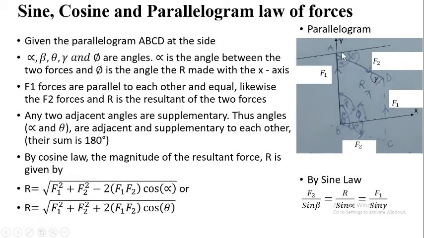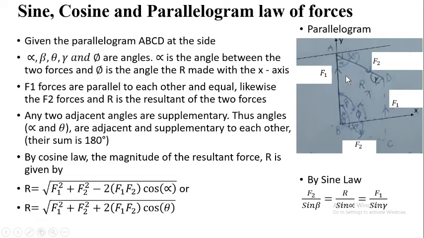Now, given this parallelogram ABCD, we are saying that alpha here, gamma here, beta, theta, and phi are all angles. And the F1 force here and F1 force here, they are parallel to each other. Likewise, the F2 forces are also parallel to each other. And R is the resultant of F1 and F2 forces.